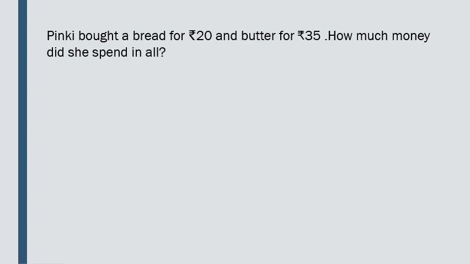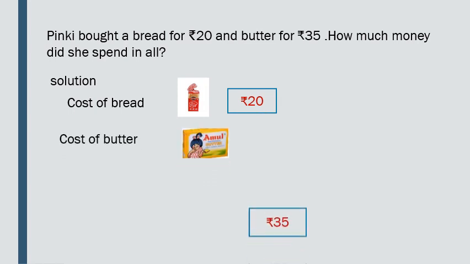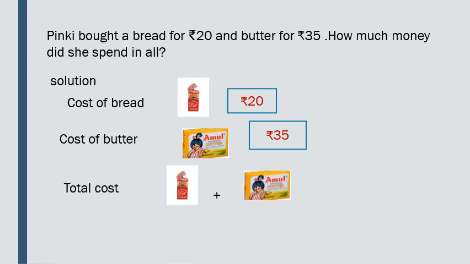Let's do some word problems. Pinky bought a bread for rupees 20 and a butter for rupees 35. How much money did she spend in all? Let's calculate. The cost of bread is rupees 20. The cost of butter is rupees 35. To find the total cost, we have to add butter and bread. So 20 plus 35 is equal to rupees 55.